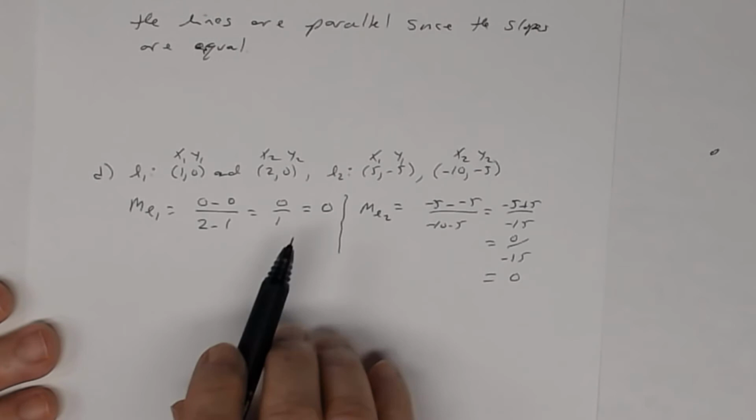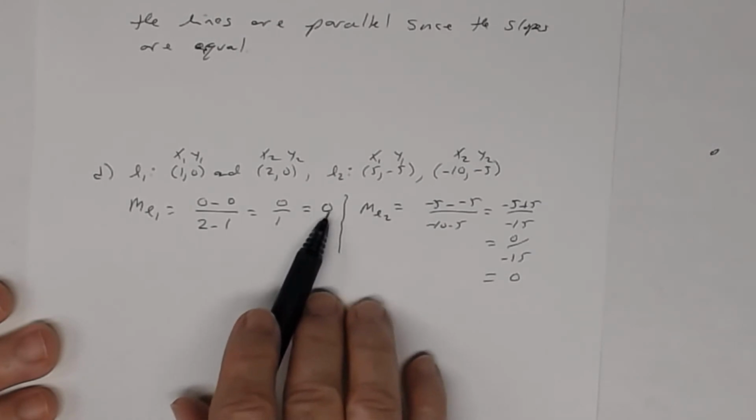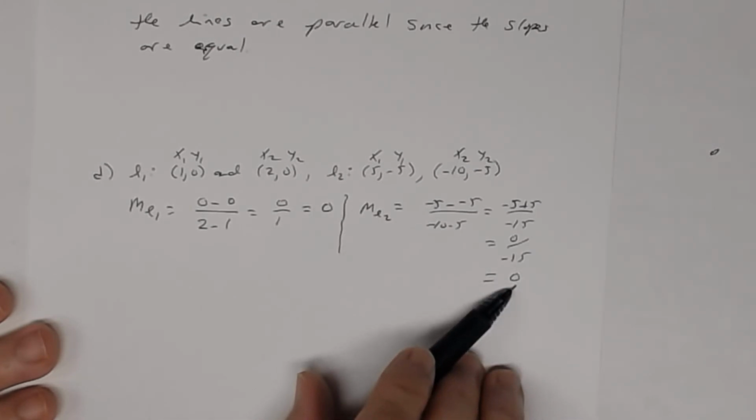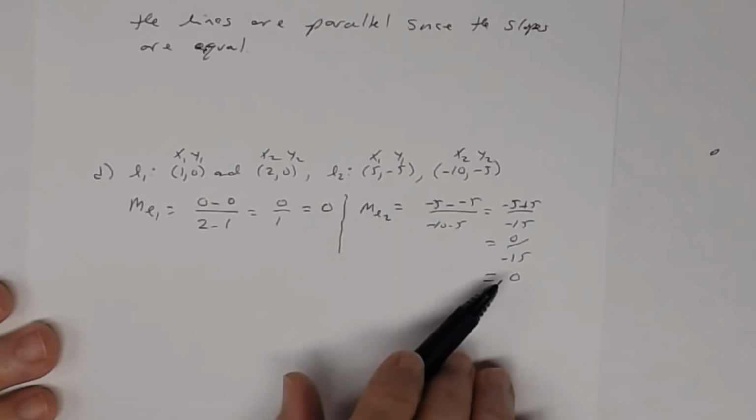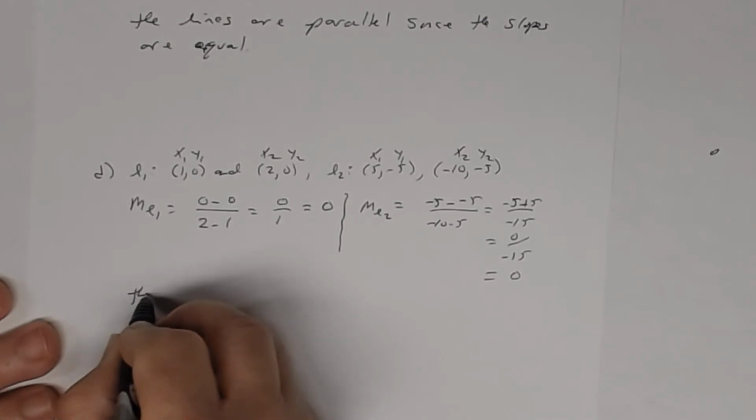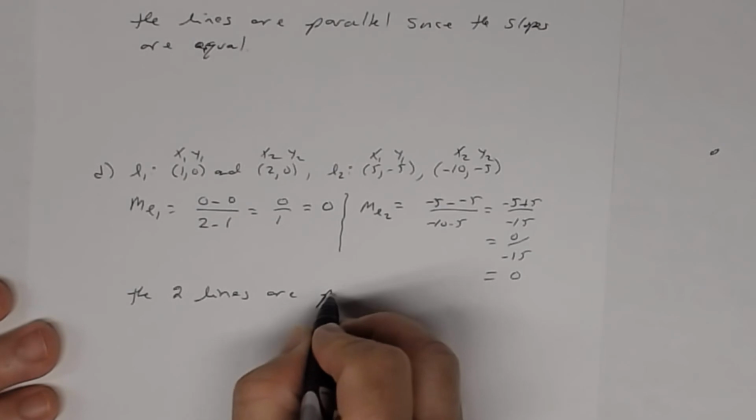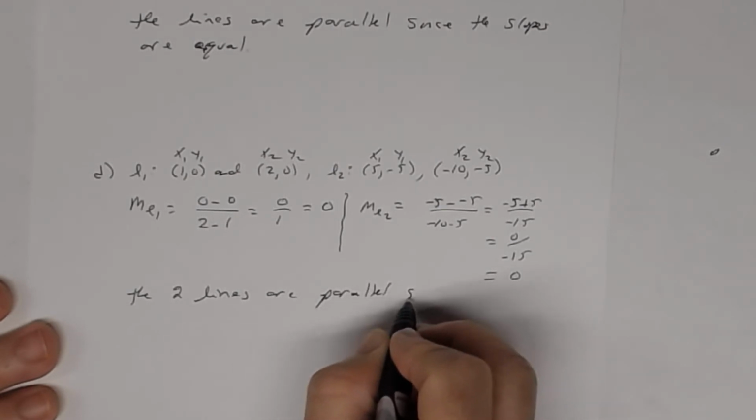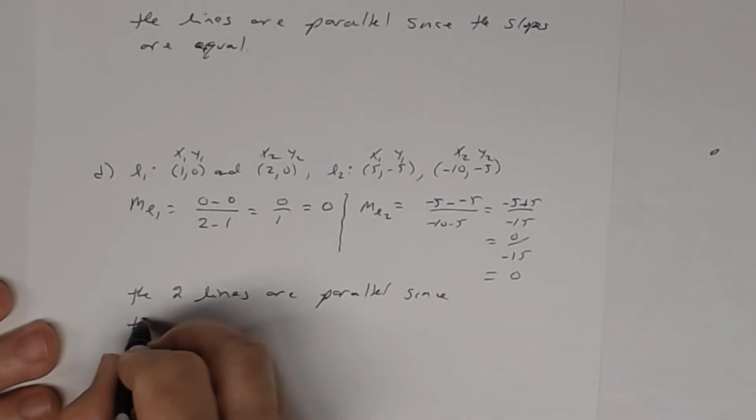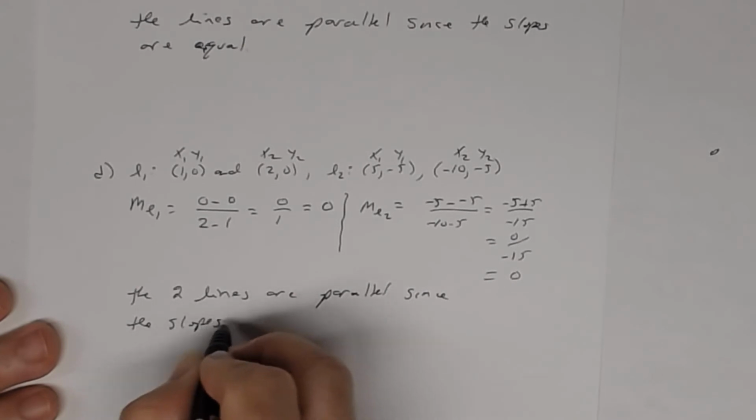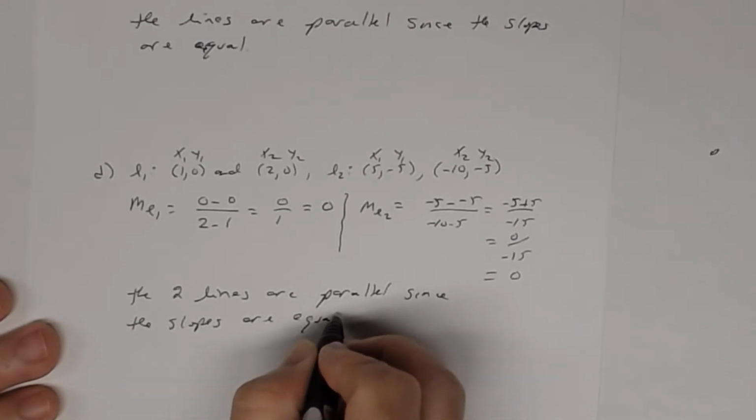Okay, so notice their slopes. The slope of this line is 0. The slope of this line is 0, right? Okay, so since the slopes are the same, what can you say? They are parallel. So the two lines are parallel since the slopes are equal.